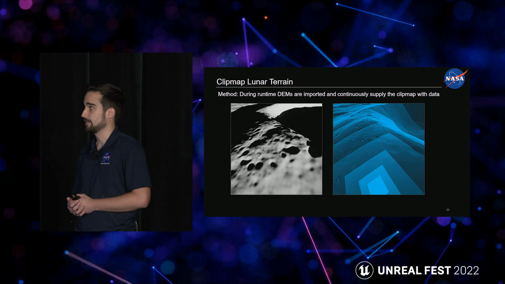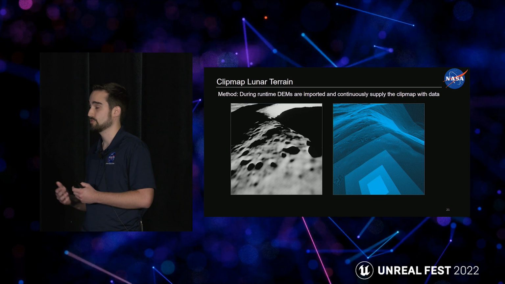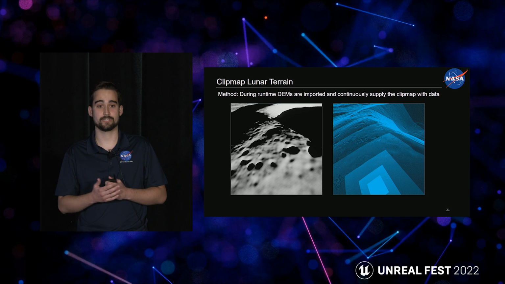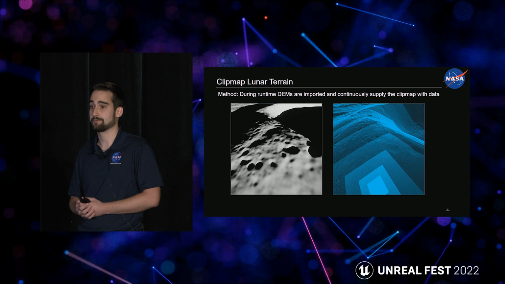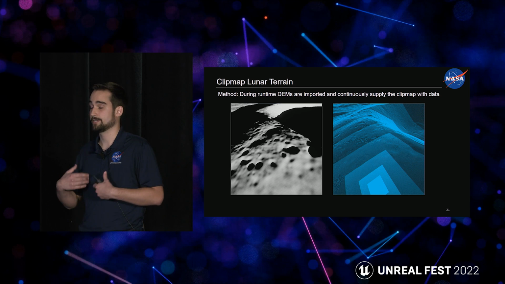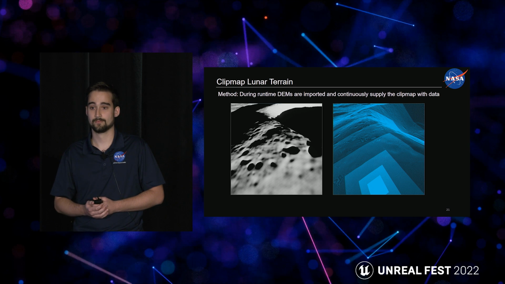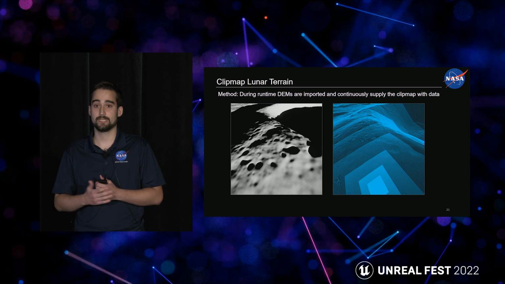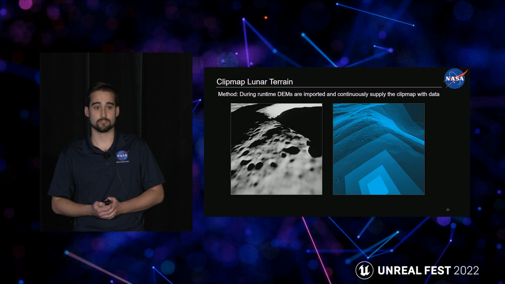This led us to the development of a clipmap-based lunar terrain system. Now, if you're not familiar with geometry clipmaps, they're a terrain rendering system that entails a series of decreasing resolution grids extending away from your player or your viewpoint. As your player navigates the level, the clipmap mesh will actually update to match the player's change in position. We decided to implement a similar system in Unreal Engine 5, where we generate a clipmap grid, and we populate the vertices with DEM data that we load into the user's memory.